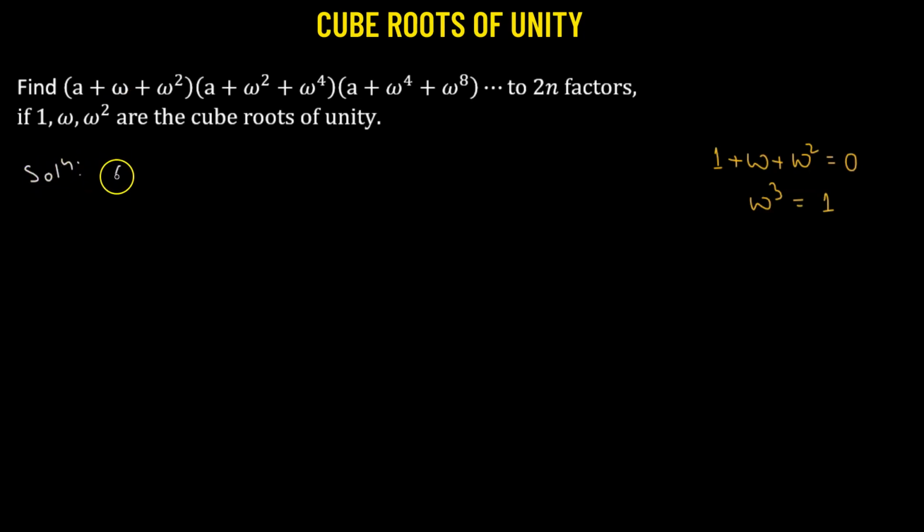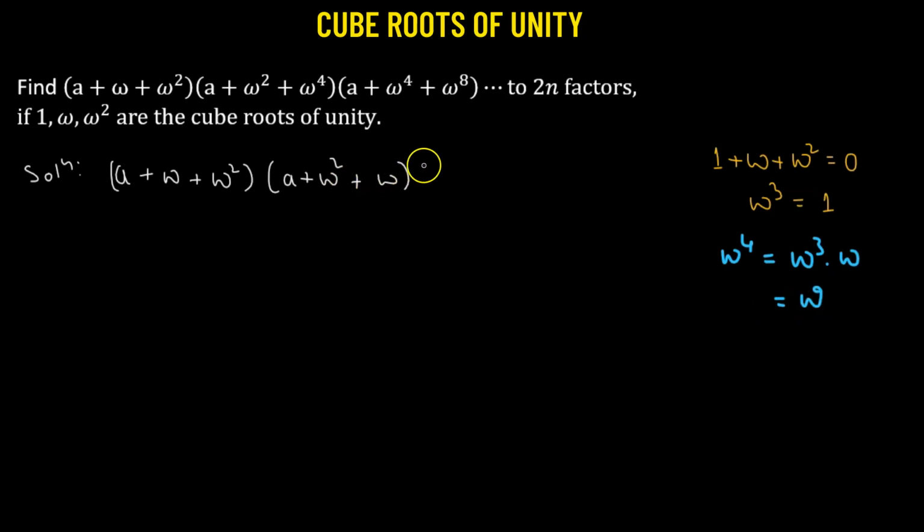So here we have (a + ω)(a + ω²) multiplied by (a + ω⁴). We can find the value of ω⁴ by simplifying: ω⁴ equals ω³ times ω. Now since ω³ equals 1, this will be equal to ω. So this value is equal to (a + ω), and now we need to find out the value of ω⁸.